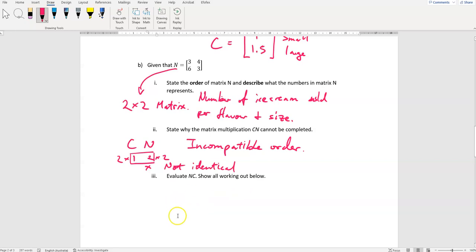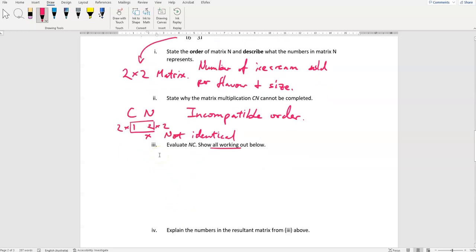Evaluate NC. So if CN cannot be done, what is NC? Now, in this case, it says show all working out. If you use the calculator and you didn't show the working out, like you could use the calculator to check your answer, right? If you didn't show the working out, this is where it differentiates between a B grade or a C grade at this point. So if you've got everything right up to now, you're looking probably at a C, right? Or C star, right? If you're able to do this on the calculator, I'd definitely say C+, yep, you know how to do matrix multiplication. If you show the working out, then that's a B. Right? B grade for this section of the test.